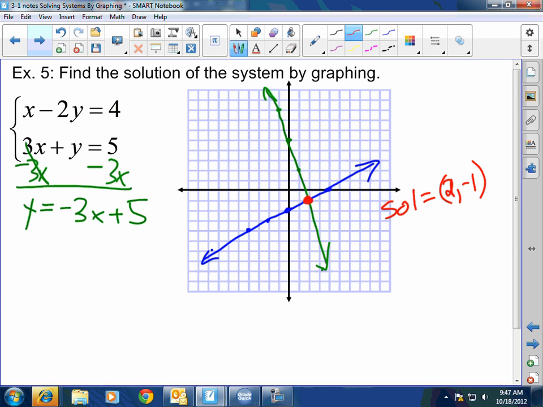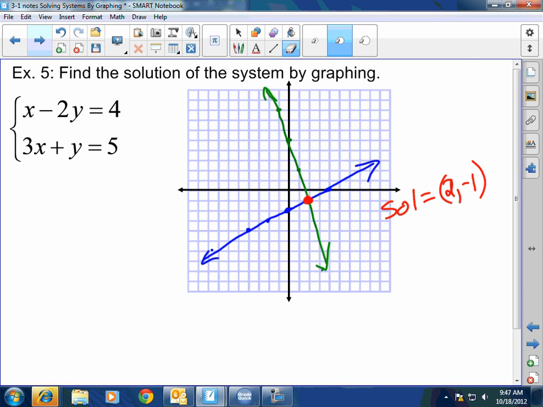When in doubt, if you're like, oh, the graph looks a little messy, I don't know if I got the right point, I don't understand, plug it in. Thank you, sir. So let's plug it in. 2 plus 2, yeah, that's going to equal 4. And 6 minus 1, yeah, that's going to equal 5.